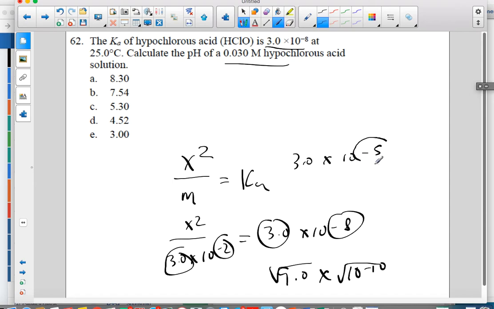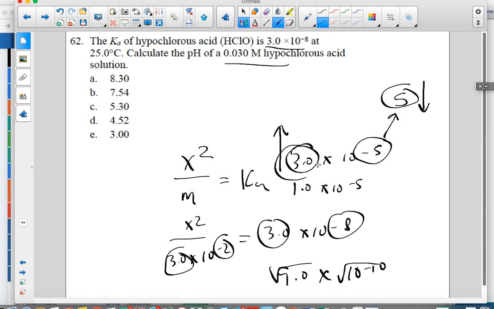Now normally we would just look at this and say, okay, boom, that's going to be our pH, we'll take the negative log of it. But that's usually when this is 1.0. What I'll tell you is as this number goes up, this number will decrease. So since this isn't 1.0 times 10 to the negative 5th, it's 3.0.